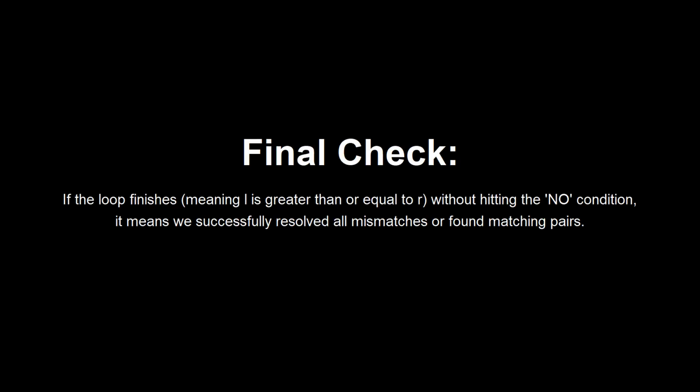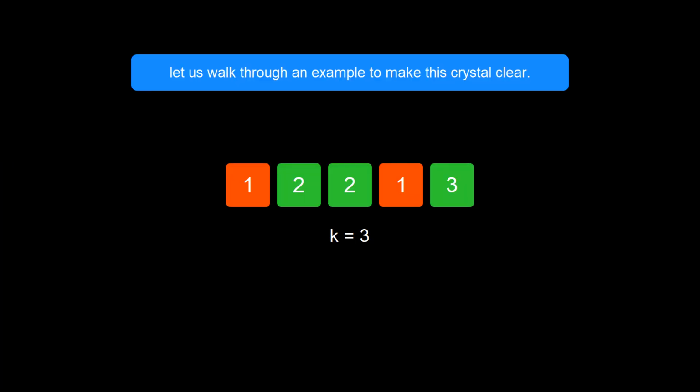Final check. If the loop finishes, meaning L is greater than or equal to R, without hitting the no condition, it means we successfully resolved all mismatches or found matching pairs. Action: output yes. Let us walk through an example to make this crystal clear.